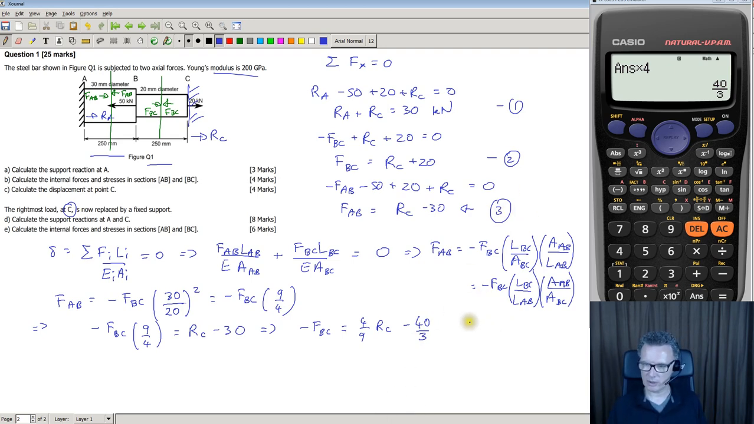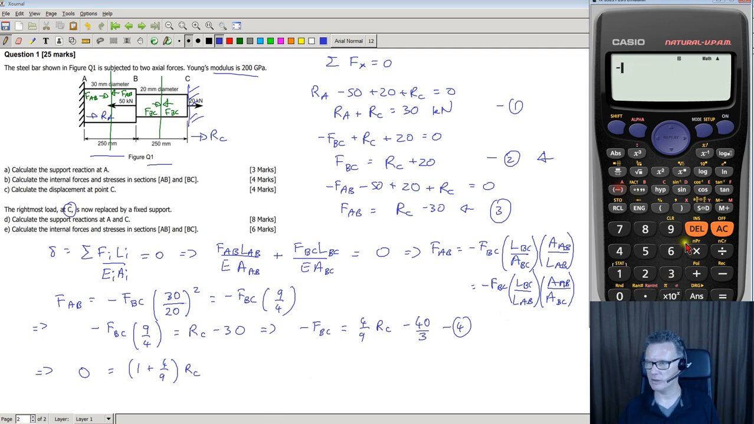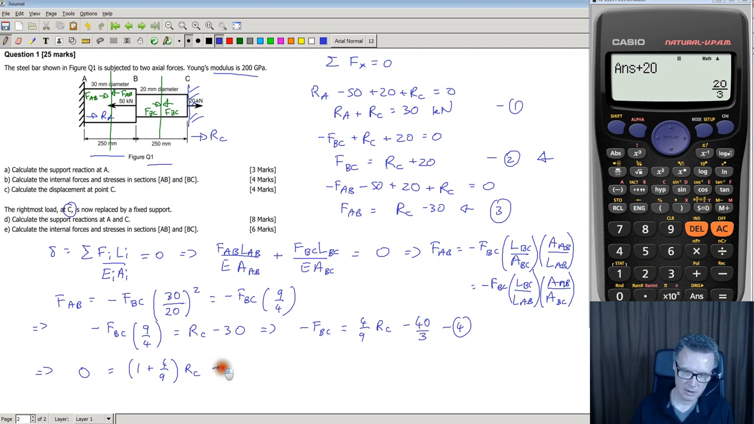Now, if I take this equation 4 and add it to this equation 2, the FBCs go. So let's add those two together, and then that gives me 0 equals 1 plus 4/9 RC. And this is a negative, and I need to add on 20. And so that will be plus 20 over 3.